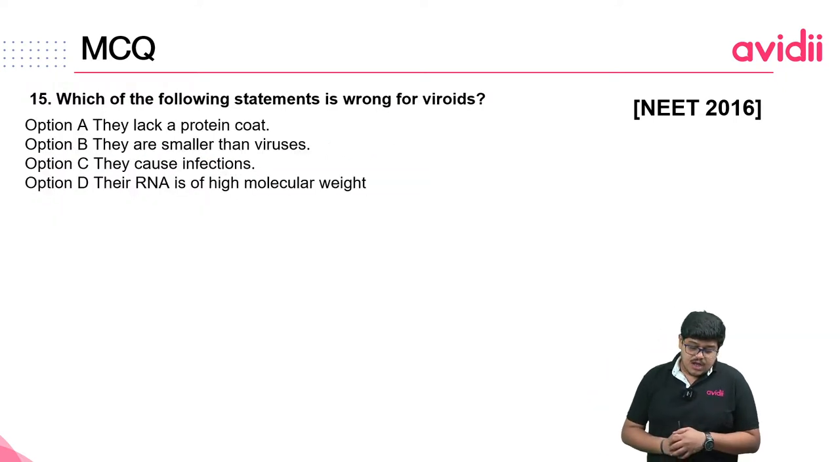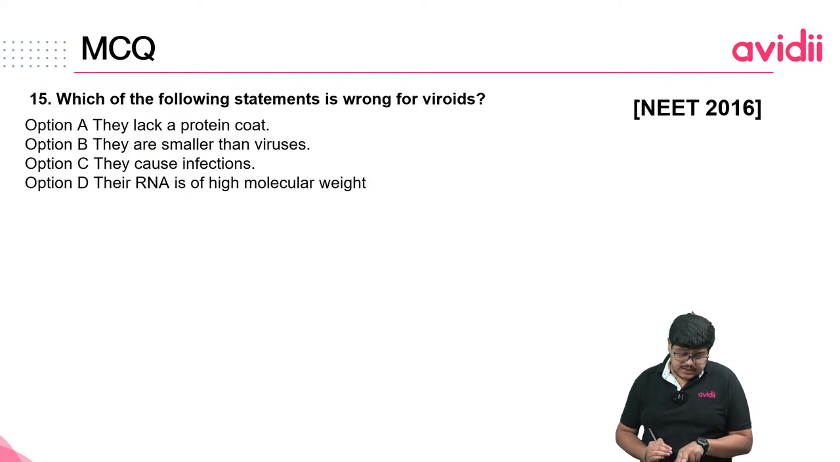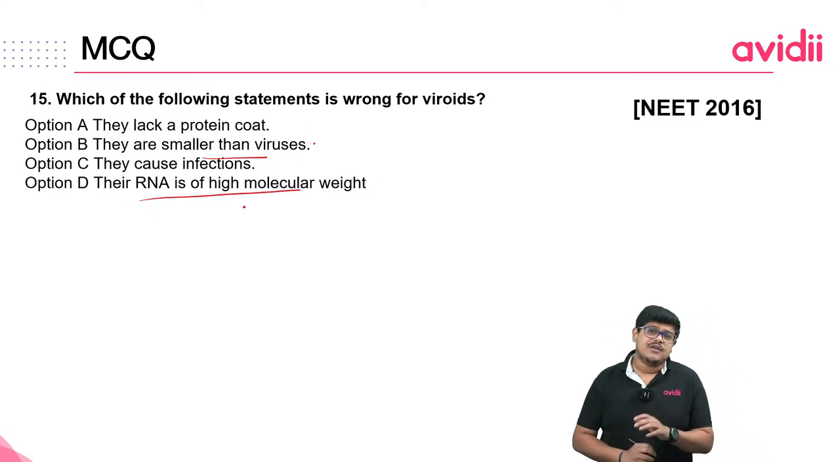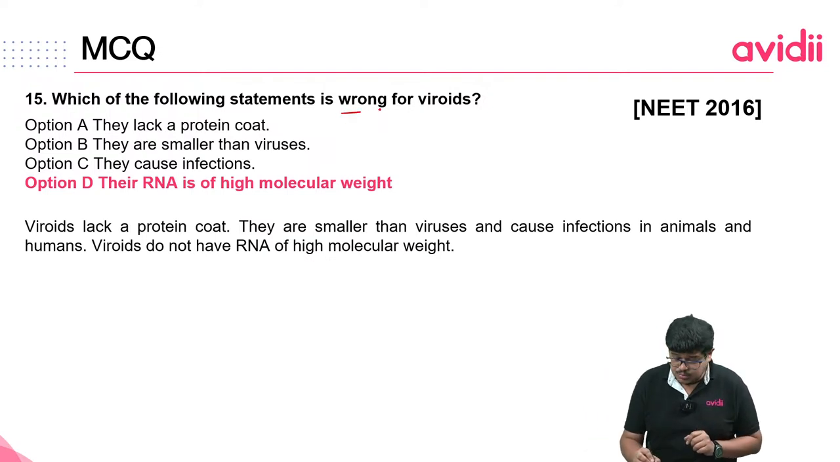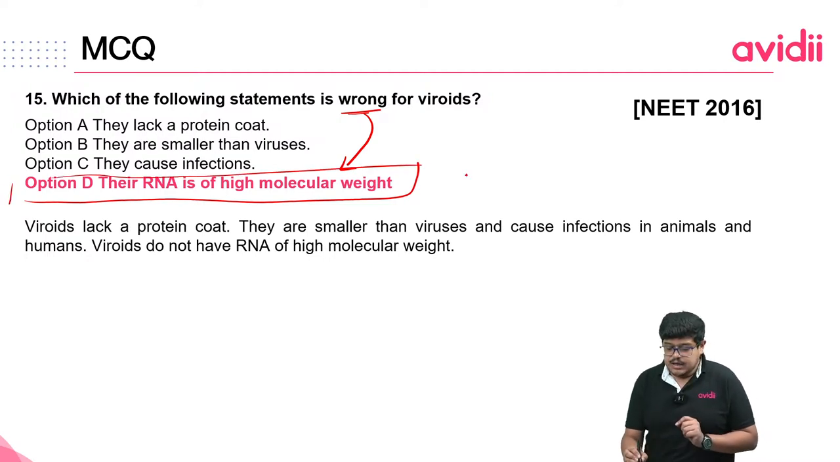Which of the following statements is wrong for viroids? They lack a protein coat, absolutely not wrong. These are naked nucleic acids, RNA, infecting plants majorly. They are smaller than viruses, absolutely. They cause infections, correct. Their RNA is of high molecular weight. It is a question of common sense: if it is smaller than a virus, it is so tiny, how will it have RNA of high molecular weight? It will have RNA of low molecular weight. Thereby, the answer would be option D: their RNA is of high molecular weight.